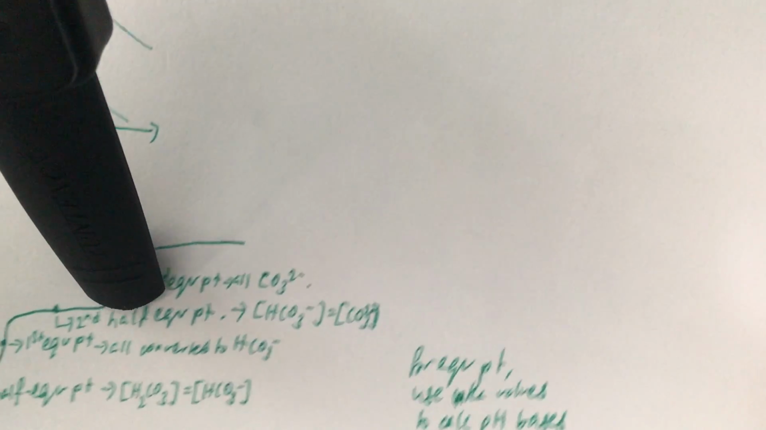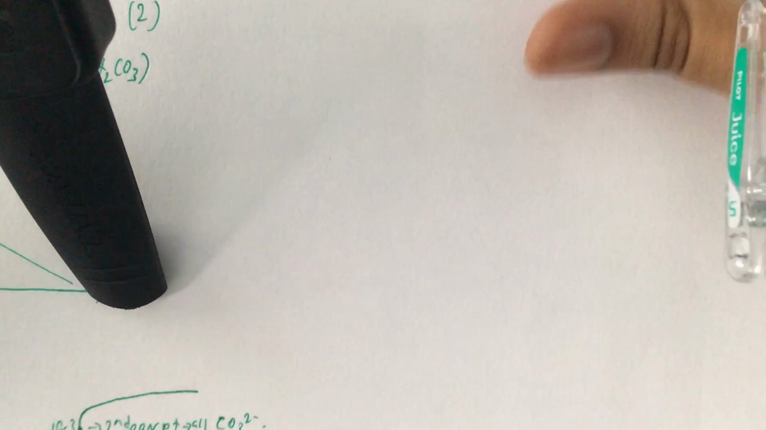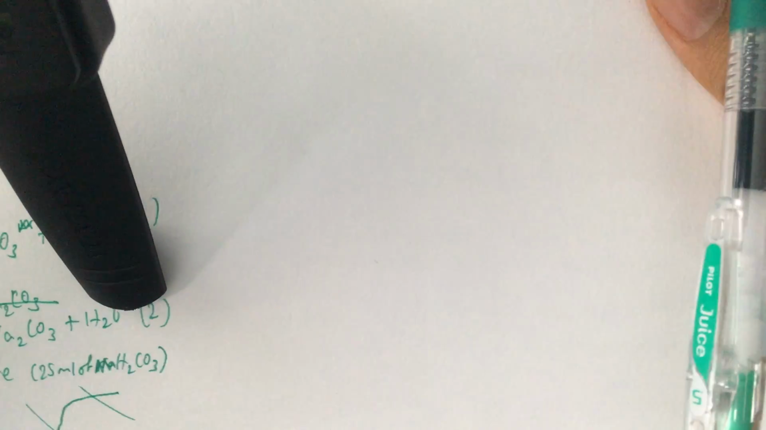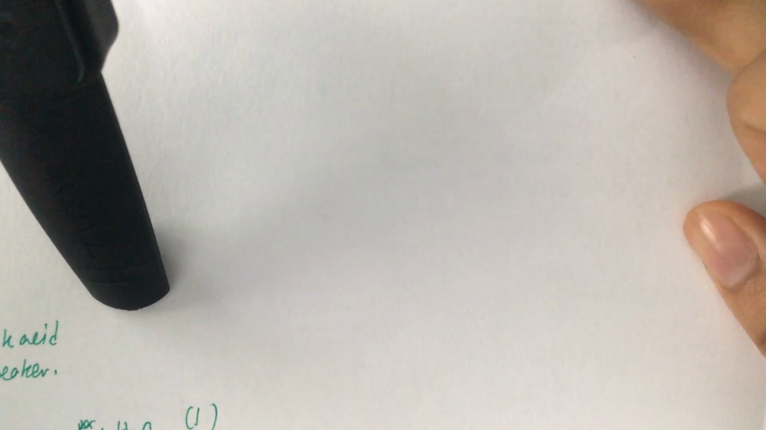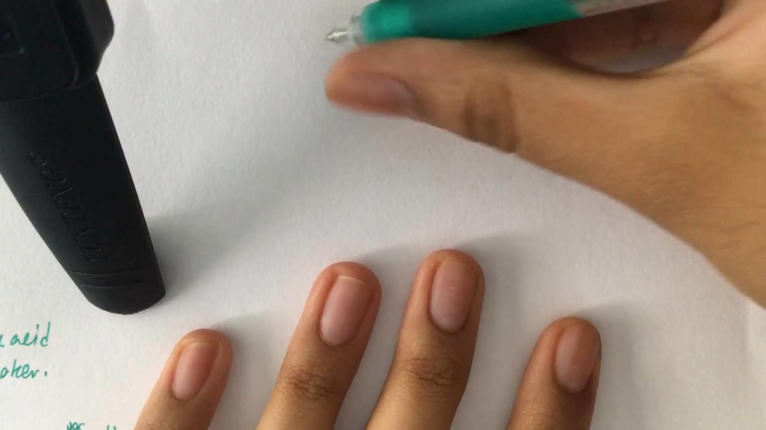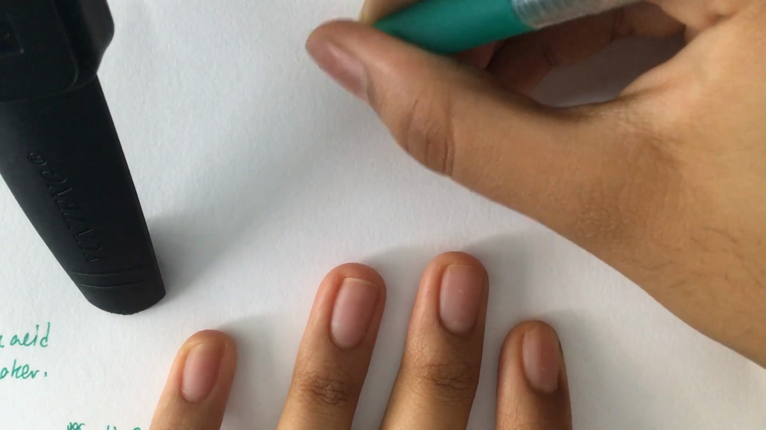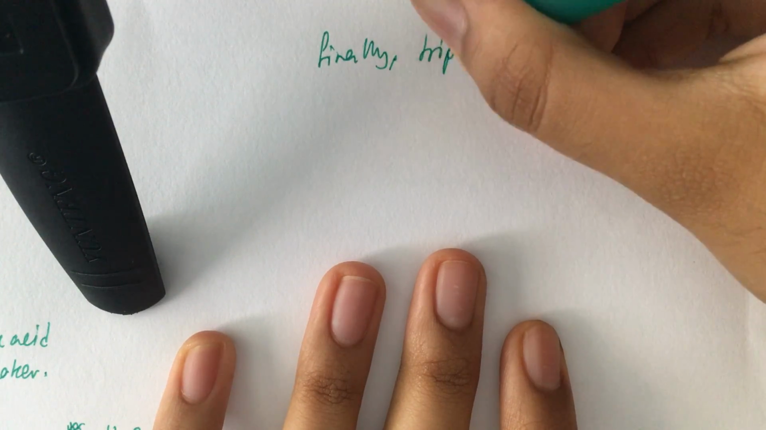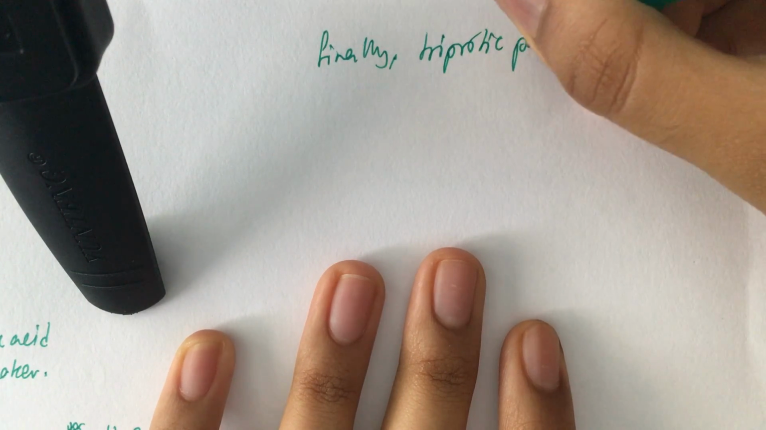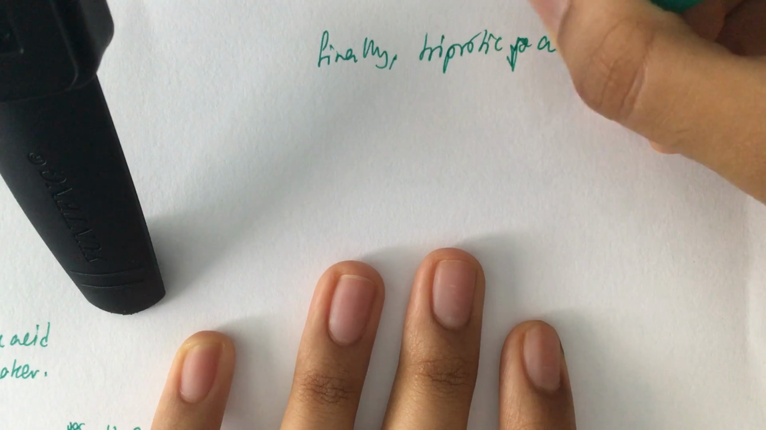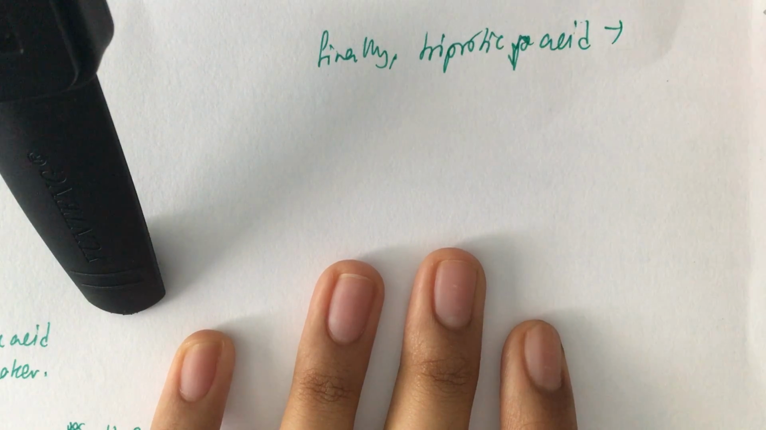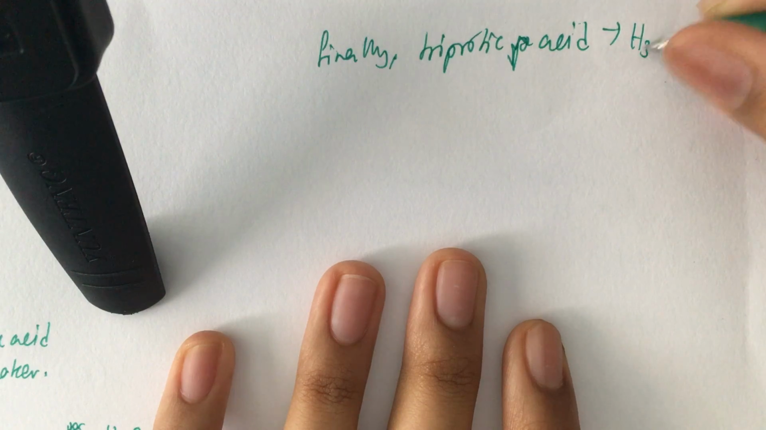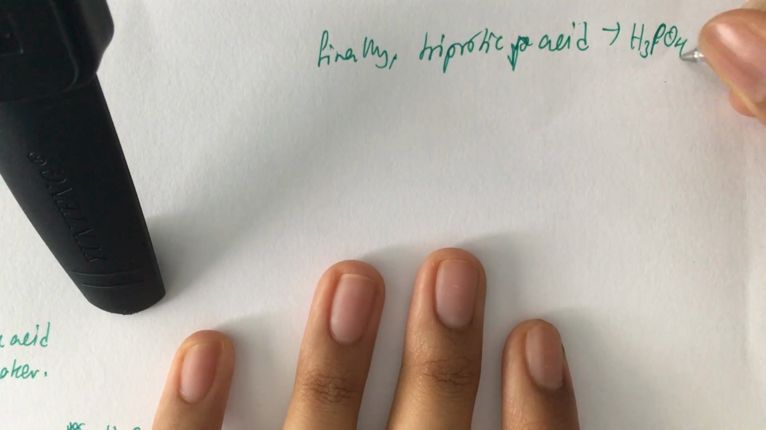Okay, so next we move on to the most important thing here, which is the triprotic acid, phosphoric acid. And yes, it's actually quite an important anion. The phosphate anion, the PO4 3 minus anion, is quite important in biology. But okay, that's not very important. The important thing is to look at the titration of phosphoric acid.